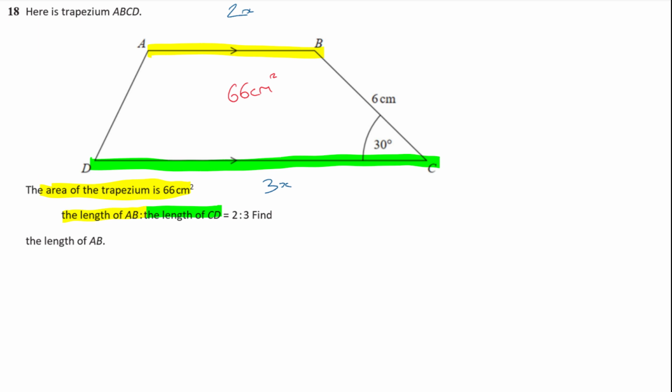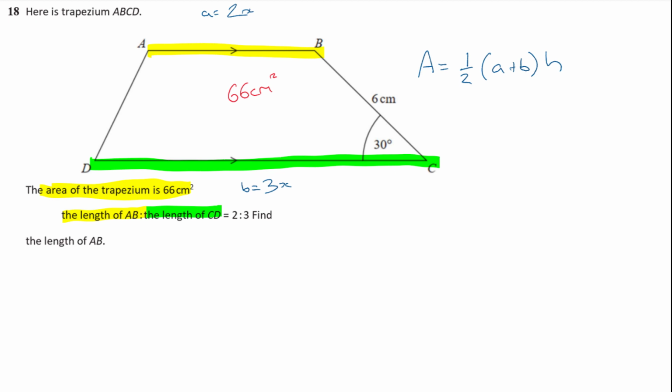So we need to find the length of AB. This is not so straightforward, is it? But luckily we've got an angle down here. What's that telling us? That angle needs to tell us something. Now, to find the area of a trapezium, do you know the formula? Area of a trapezium is half times (A plus B) times H. A and B are our two parallel sides, so in this case, it's going to be that one and that one. It's times H. Half (A plus B) H.